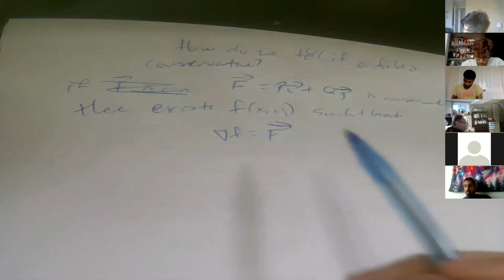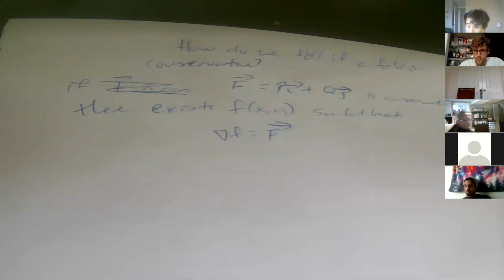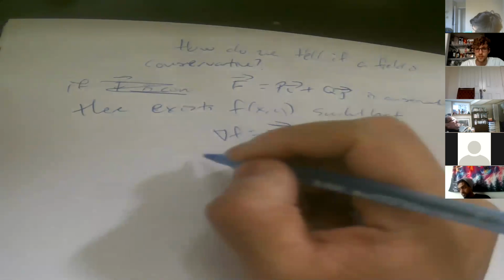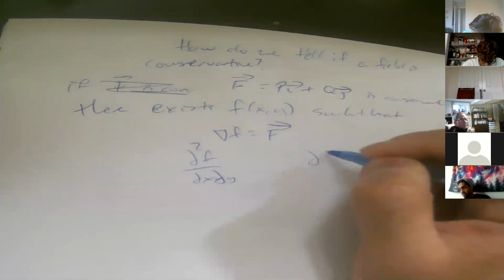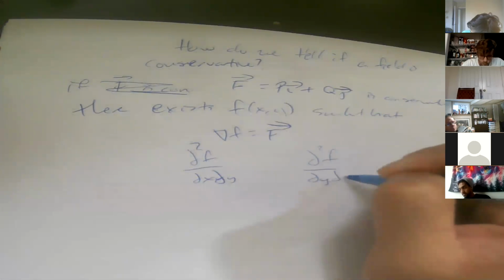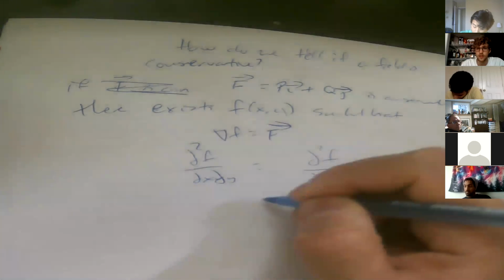So if this is a conservative field, there's this function f, right? And what do we know about functions like this? In particular, what should happen here? So it should be equal. These should be the same if the partial derivatives are continuous, right? Should be.